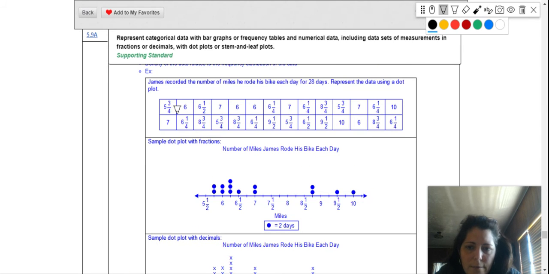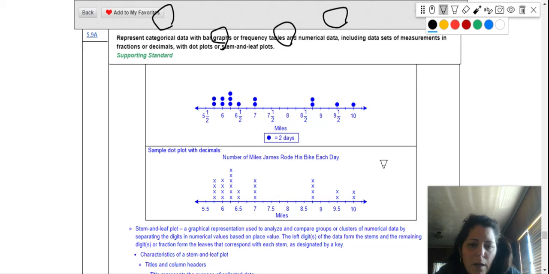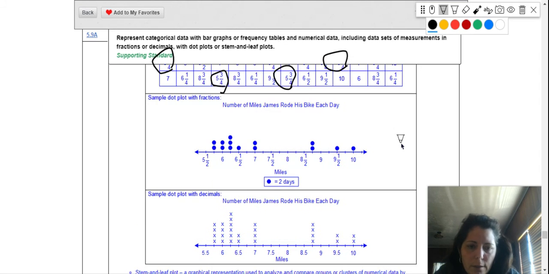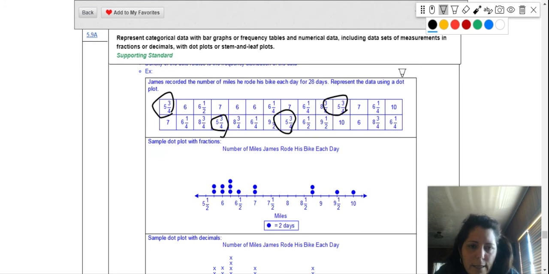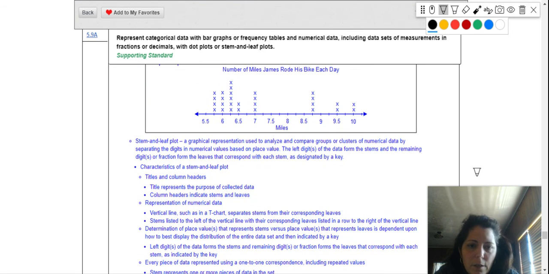Well, if we looked at the data, 1, 2, 3, and 4. So the stem and leaf plots and the dot plots are an easy way to look at data, how many times it occurs. It's an easier way to look at it instead of just a large frequency table. So you're able to look at this and say, oh, well, he rode his bike 7 miles. How many days? 1, 2, 3, 4. 4 days. All right, very good.